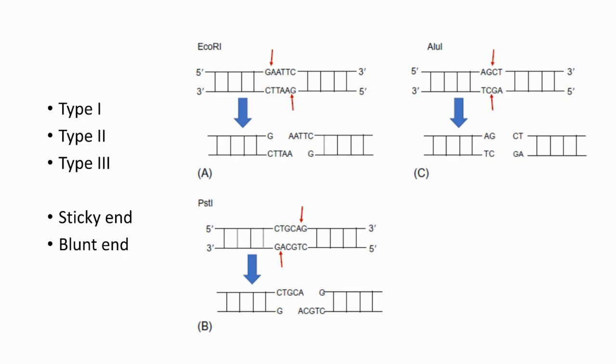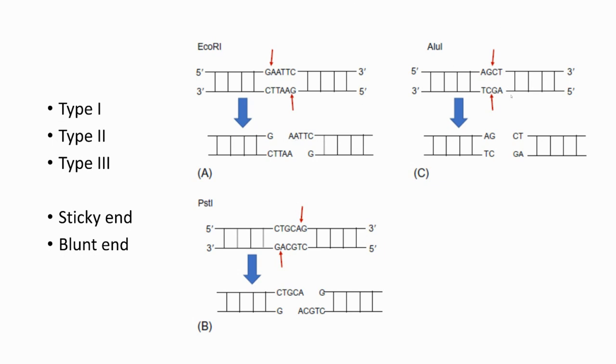Now from their digestion pattern, you can see the red arrows here. EcoR1 recognizes GAATTC and cuts the phosphodiester bond between G and A on each strand. After the cleavage, you go from 1 DNA molecule to 2 DNA molecules. Because it cuts between G and A, they separate from here. This AATTC is a 5' end, and this AATTC at the bottom is also a 5' end. So we call this a sticky end, a 5' sticky end.